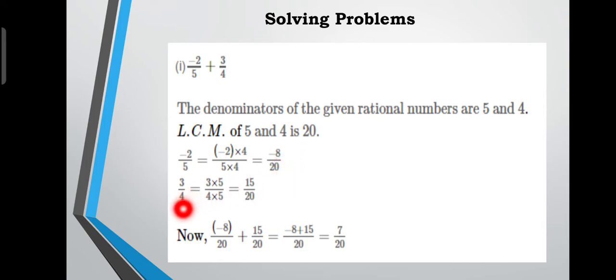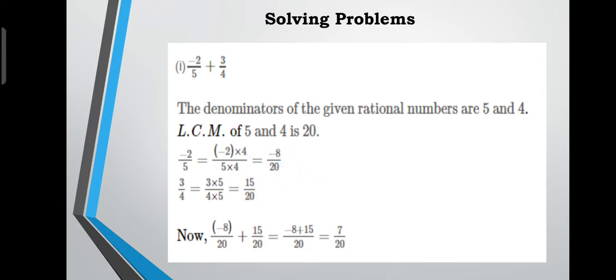And the second fraction, the second rational number, 3 by 4. In the 4 table, 20 how many times? It's 5 times. So that same 5 we can multiply with the numerator also. So 3 5s are 15, 4 5s are 20. Okay, now we equalize the denominators. So here also it's 20, here also 20. We equalize the denominators. Now we can add the rational numbers in the numerators.